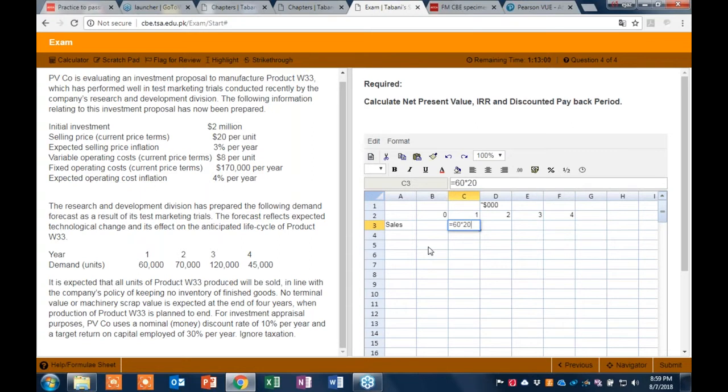Now, if I leave it as it is, it means I haven't incorporated inflation, which I'm supposed to incorporate. So 60 into 20 is what it will make us earn at point zero, whereas we are standing at point one, that is the end of the first year. So we must incorporate 1 year inflation impact into this figure.